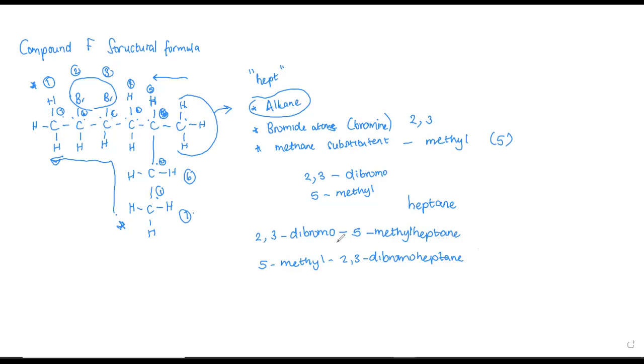So when you read this IUPAC name, you read it as there are 4 carbon atoms in the parent chain, and they belong in the alkane group because there's only single bonds in the carbon chain. There is a methyl substituent in the 5th carbon of this parent chain, and there are 2 bromo, hence the di in the dibromo. One of these bromines is in position 2, the 2nd carbon, and the other one is in the 3rd carbon. So that is how the IUPAC name for compound F would be.